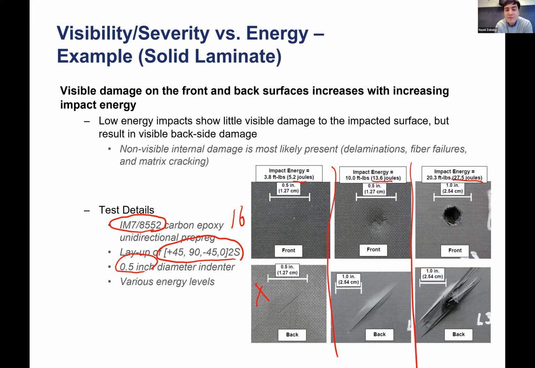So this is what we call barely visible impact damage. 5 joules doesn't do anything on this side. On the other side, there is a bit of crack, and that's fine. The aircraft is designed for that. We don't need to worry about that.